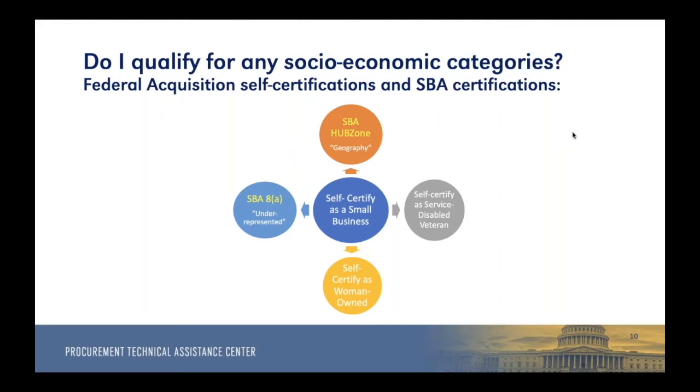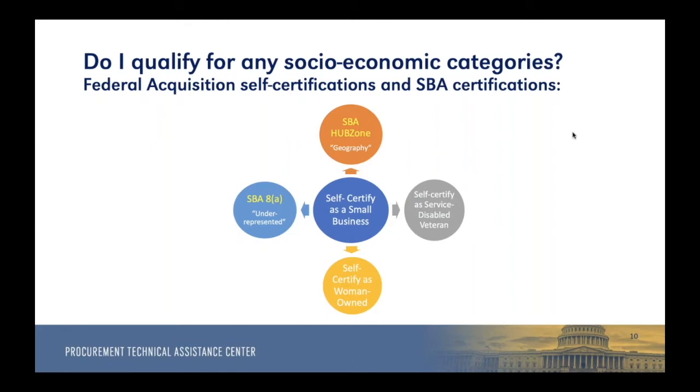On the right side, we have self-certify as a service-disabled veteran-owned small business. Veronica, do you want to touch on this one a little bit? Because I'm not as familiar with the service-disabled vet. Sure. And this is still a self-certification if you are planning to do business with all of the other agencies but the VA. So the VA is a little different. That is a certification, and you'll have to go through the certification process with the VA in order to do business with them. For everybody else, it's still a self-certification.